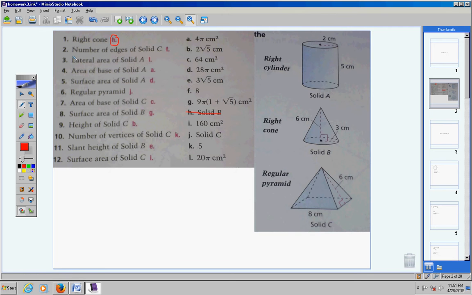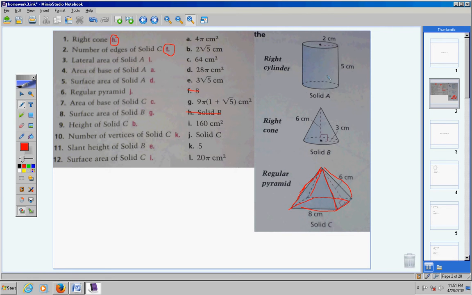Number two, number of edges of solid C. Here's solid C, and of course an edge is this right here, where two faces meet. So we have 1, 2, 3, 4, and then we have 4 down here, 5, 6, 7, 8. So we would have 8 edges. That's letter F, 8.